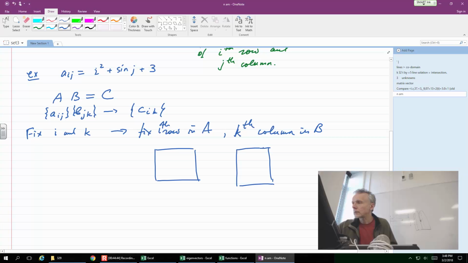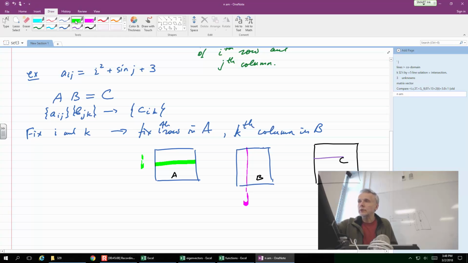That's right. Okay, so the ith row in A, and then the kth column in B. This is A and this is B, and then we're supposed to produce only one entry in C. So one single entry over here. So this one is C, I, K. That's K again. I did it again. So this is K.